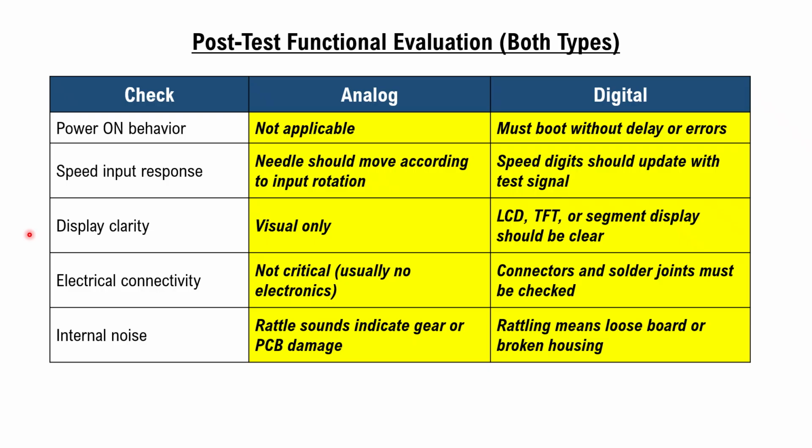Display clarity: visual only in case of analog, and LCD, TFT, or segment display should be clear. Electrical connectivity is not critical for analog, usually no electronics. Whereas in case of digital, connectors and solder joints must be checked. Internal noise: rattle sounds indicate gear or PCB damage. In case of digital, rattling means loose board or broken housing.